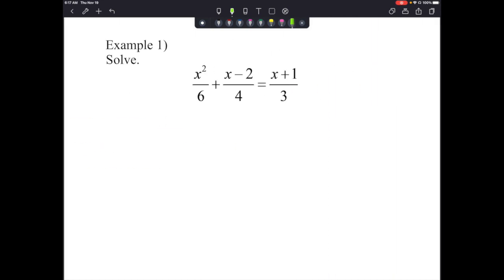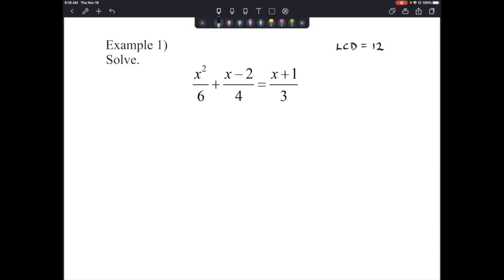So the first one should look familiar. This is the kind of problem we did back in chapter 1. We want to solve this equation that contains these rational expressions, but we want to get rid of the fractions when we're doing it. So the way we did this earlier in the year, remember, is we found out what the least common denominator would be. In this case, what number do 6, 4, and 3 all go into? That would be 12, right?